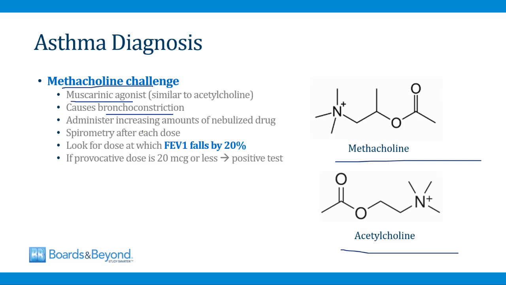And the way you do this test is you administer increasing amounts of nebulized methacholine and you perform spirometry after each dose. And you look for the dose at which the FEV1 starts to fall by 20%. And if the dose that provokes a fall by 20% is 20 micrograms or less, that's a positive test. So people who don't have asthma will be able to tolerate a very high dose of methacholine before they develop bronchoconstriction. People who do have asthma will develop bronchoconstriction at low dosages, and that's how this test works.